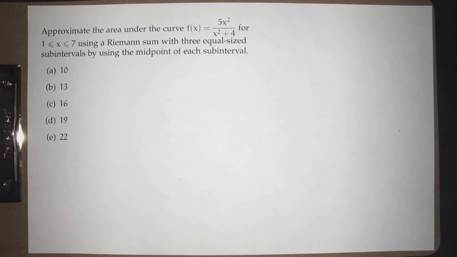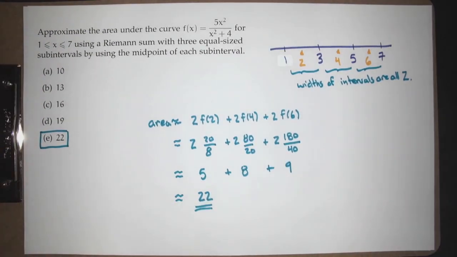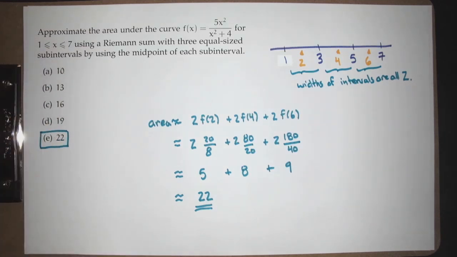E is the answer. Okay, so how do you do this? So what you do is we have 3 subintervals. What it really says is we're going to make 3 rectangles. Now, why rectangles? Because we know how to compute area. We have a high degree of confidence in the area of rectangles. So we need to know their widths.